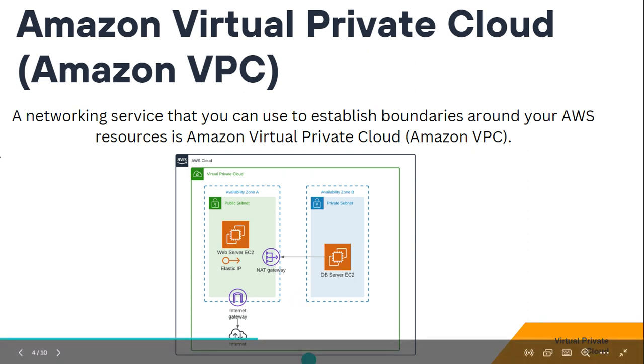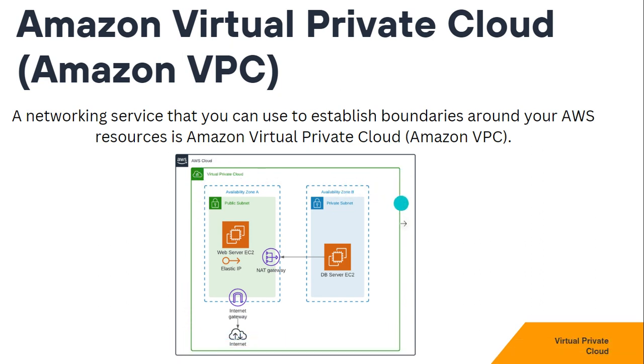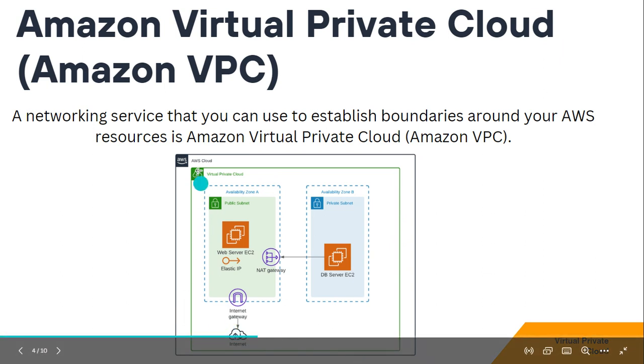Here in this figure you can see, this is the AWS cloud. I'm keeping my resources here. I have EC2 here, I have my database server. I'm keeping my resources inside this protective layer. This green color protective layer is called VPC, virtual private cloud.